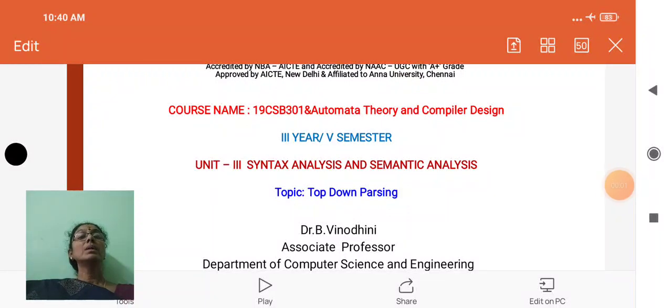Good morning to all. In today's lecture series, we are going to see about the third unit of syntax analysis. What is a top-down parser? Before that, what is a parser, what is the classification of the parser, and top-down parser explanations. Now we will see what a parser is and the classification of parsers.